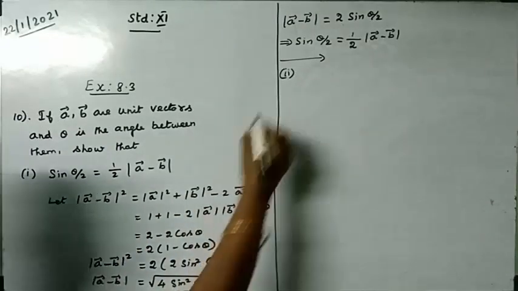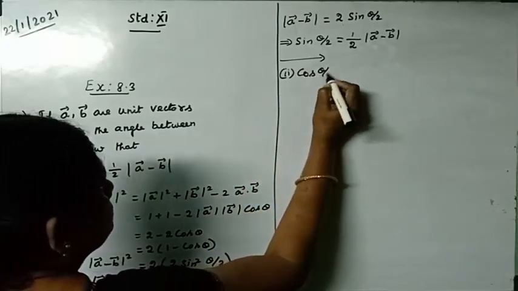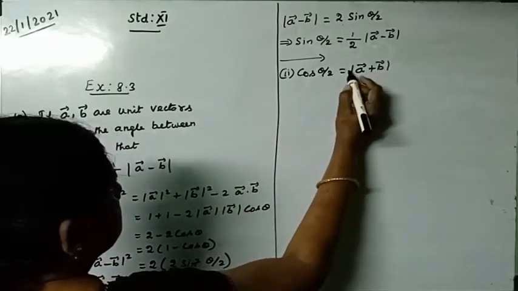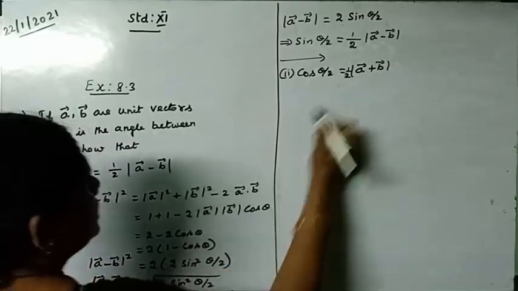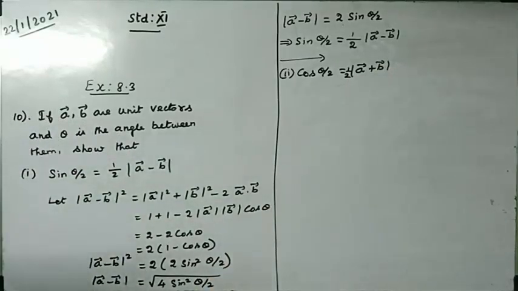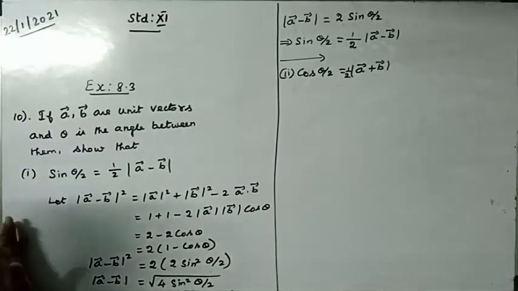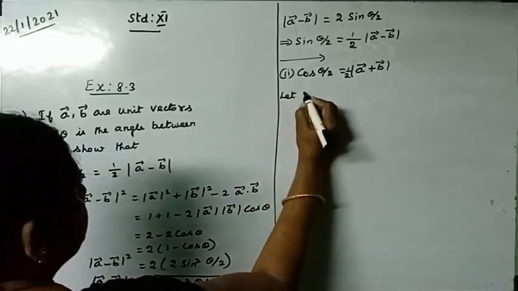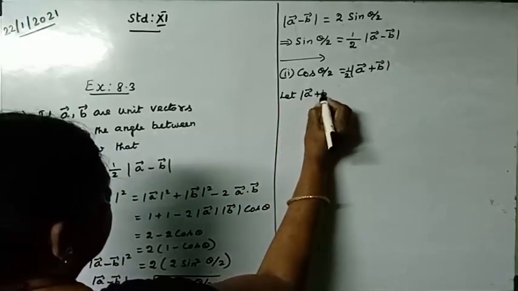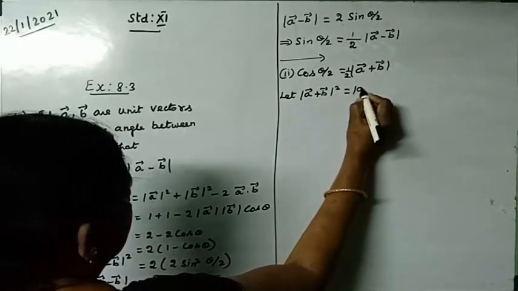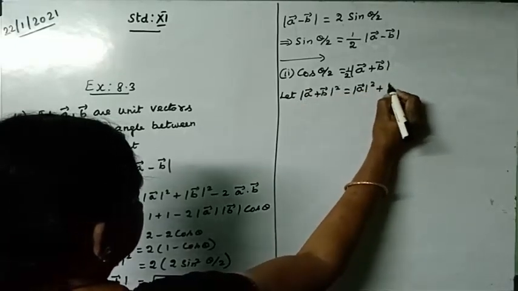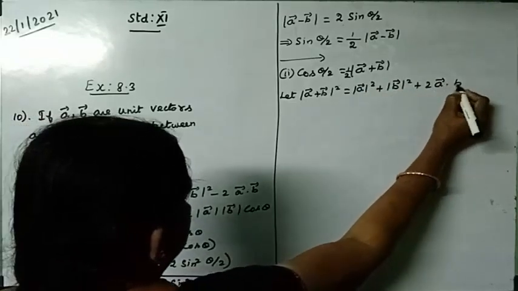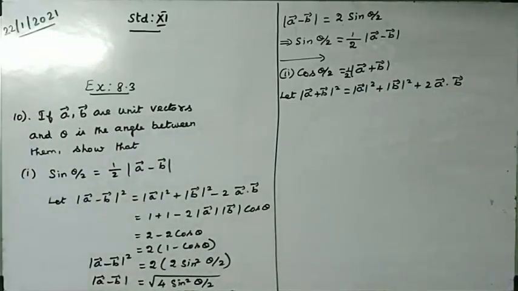The same way, the second one: cos theta by 2 is equal to 1 by 2 into modulus of A vector plus B vector. What we did here, we will do the same. Take the right hand side first. See, let modulus of A vector plus B vector the whole square be equal to modulus of A vector the whole square plus modulus of B vector the whole square plus 2 into A dot B, that is 2 into A vector dot B vector.